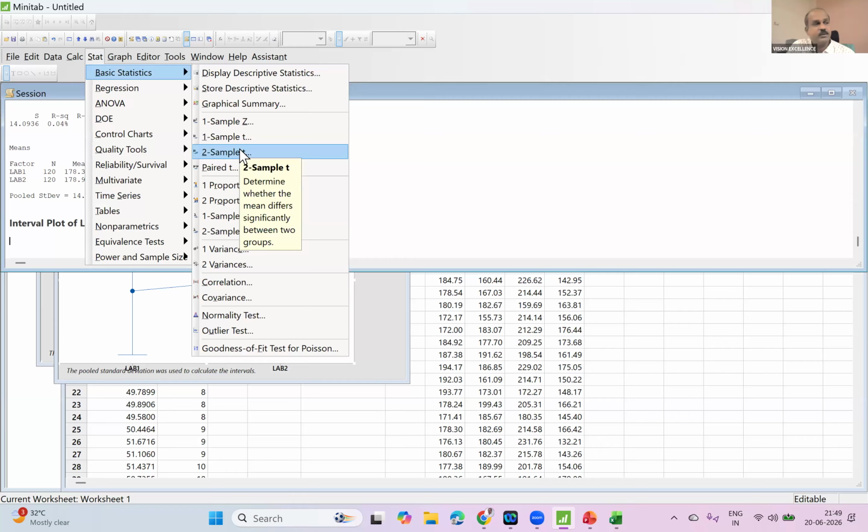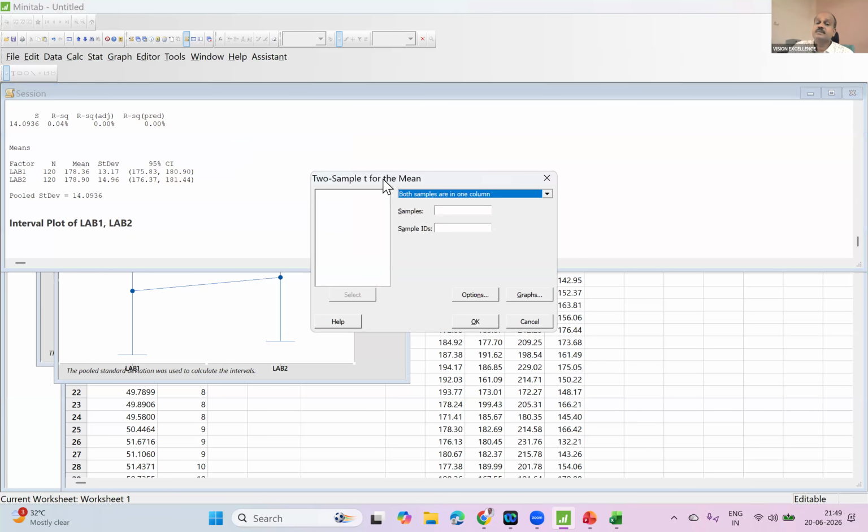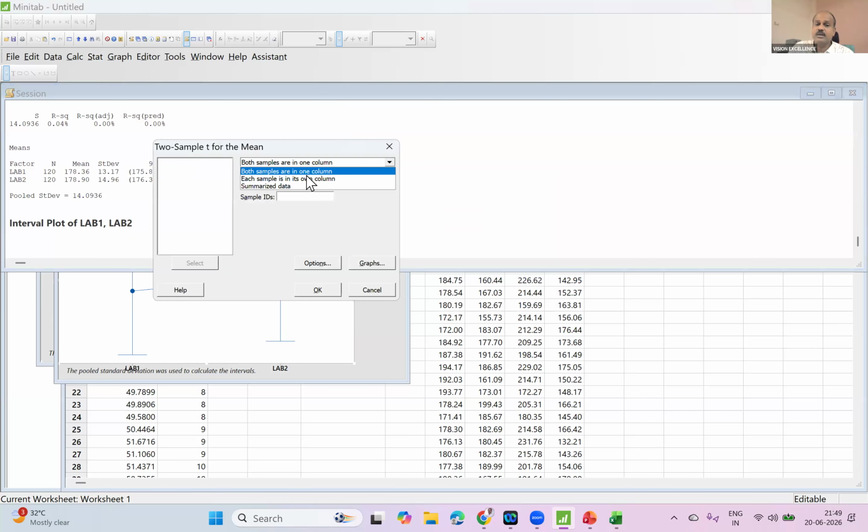Now the description is coming. Can one of you read out the description? So, determine whether the mean differs significantly between two groups. Very good. Click that. Now, both samples in one column or each sample in one column? Each sample in one column. Yeah. Sample 1, lab 1. Double click. Sample 2, lab 2.